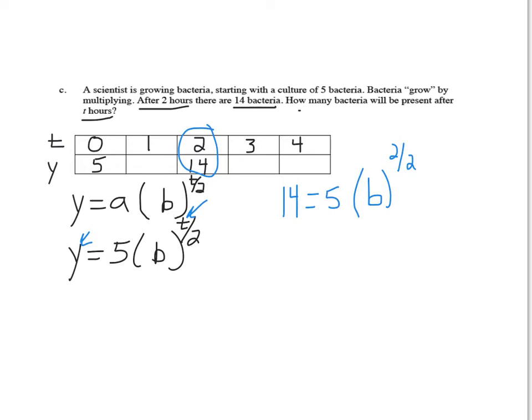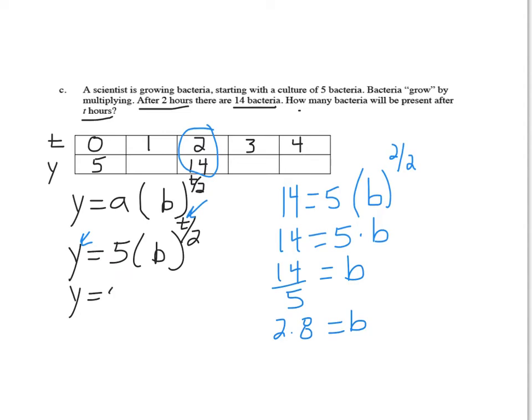Well, 2 over 2 is 1, so I have 5 times b equaling 14. Divide by 5, and b comes out to be 14/5, or as a decimal, b is 2.8. So my equation is y equals 5 times 2.8 raised to the t over 2.